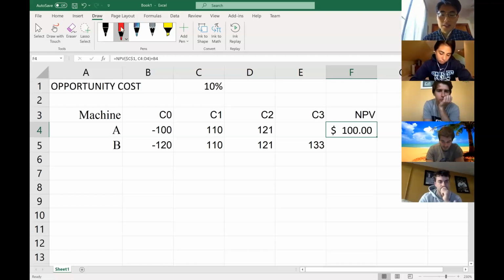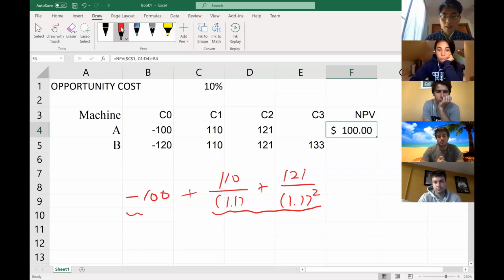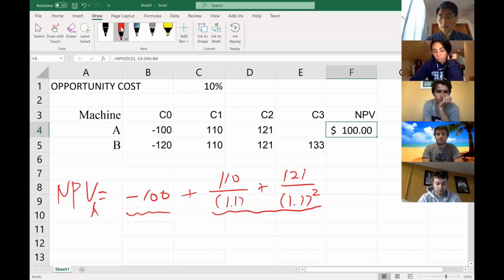So this 100 means that when we calculate, in this case, the difference between the initial cash outflow and the present value of the future cash inflow, like 110, and discount rate is 10%, right? So it's 1.1, 121 over 1.1 squared. So difference between present value of the future cash flow and the initial cost is the net present value, right? So in case of project A or the machine A, net present value is the difference between initial cost and the present value of the future cash flow, and that is exactly $100, right?